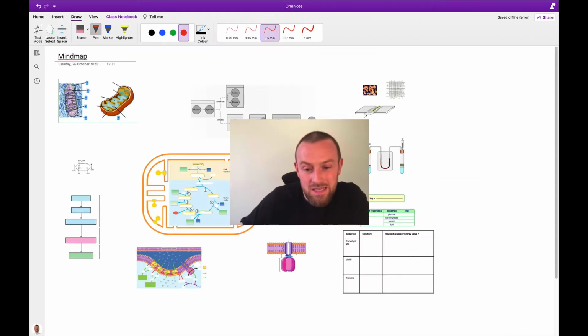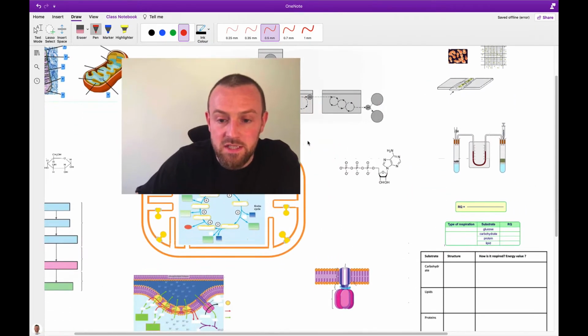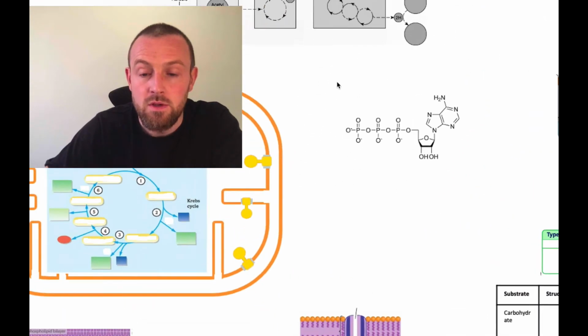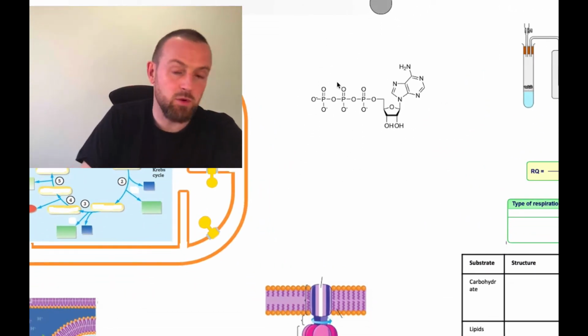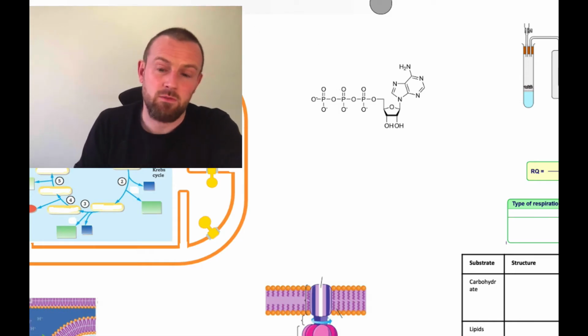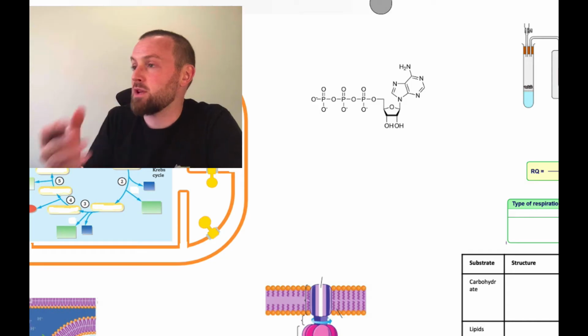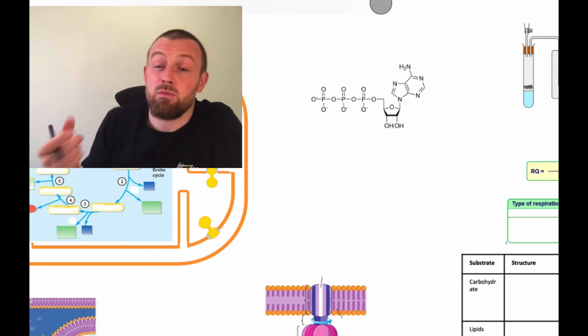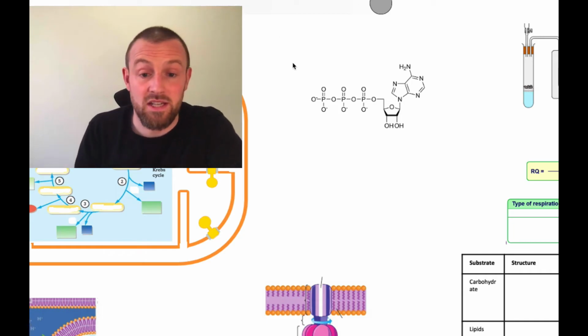Okay, so here's our mind map, and let's zoom in, and we're going to start in the center. We're going to start with this molecule, ATP. ATP is the why of respiration. ATP is the molecule that is produced by respiration. At GCSE, you may have said respiration releases energy. That's true. It releases energy in the form of a molecule called ATP, or adenosine triphosphate.